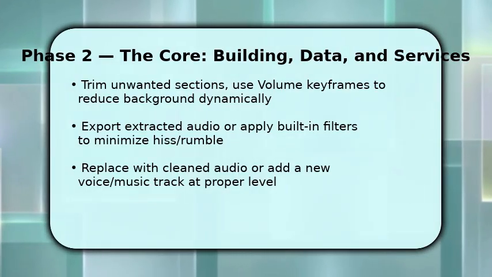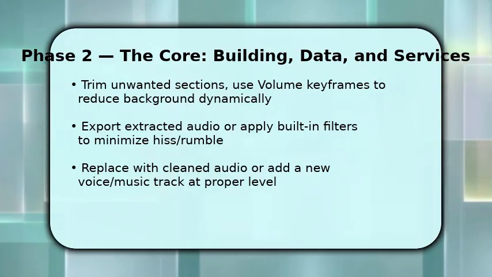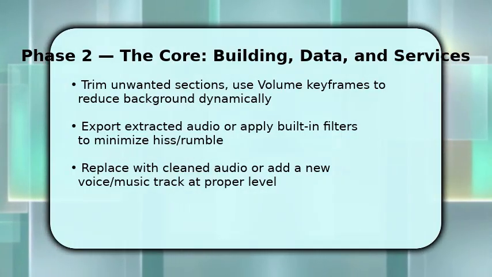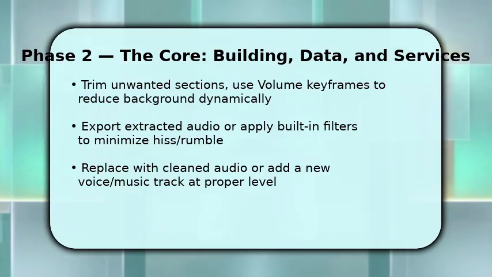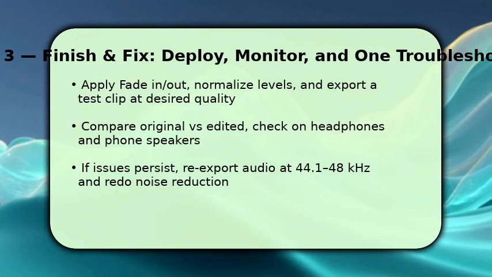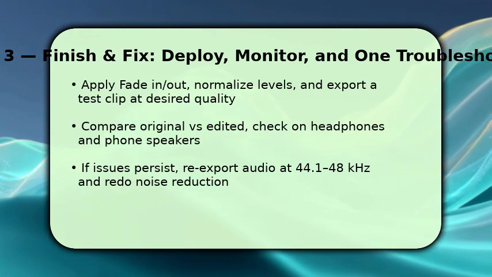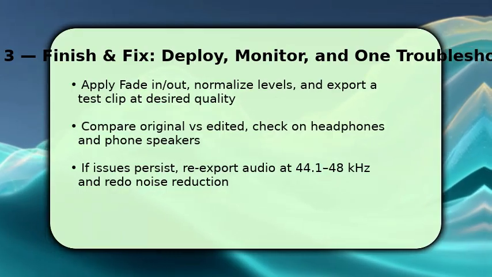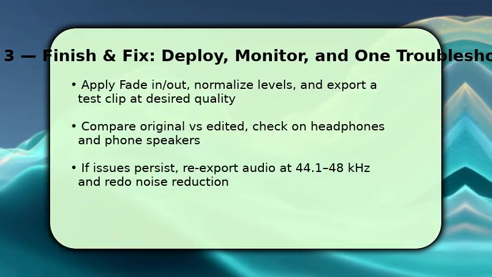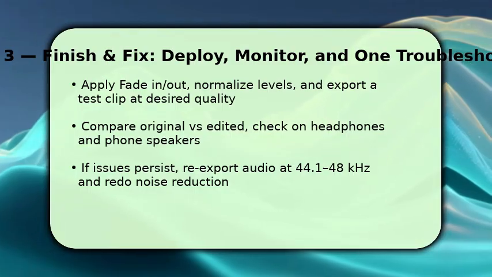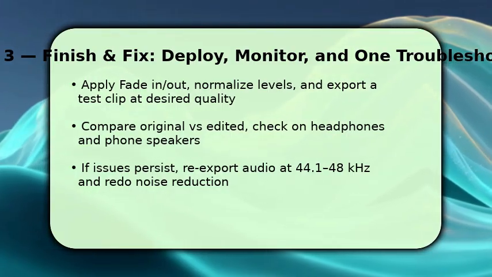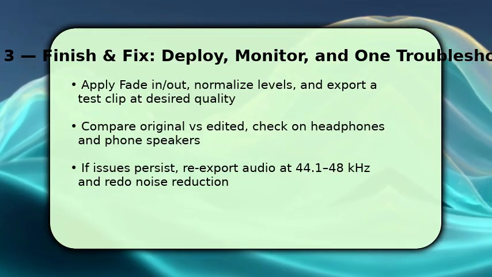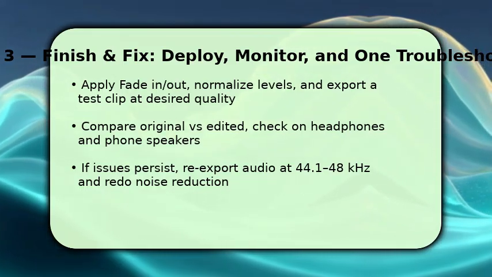Once cleaned, align the new audio to the video and balance levels so dialogue sits clearly over any background music. This improves clarity and consistency. Finish by polishing levels and exporting a short test clip so you can evaluate results on different devices. Apply subtle fade in/out and use normalize or manual gain so peaks don't clip, then export at your target quality. If background artifacts remain, reopen the extracted audio, run a stronger noise reduction pass, and re-import.